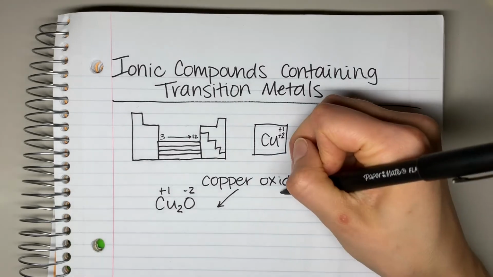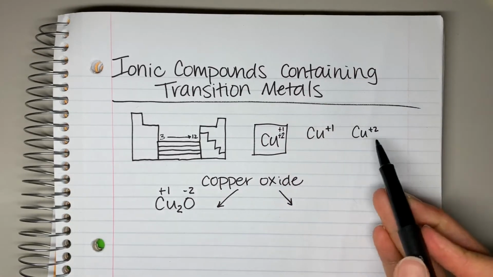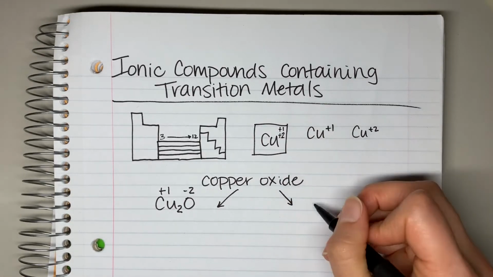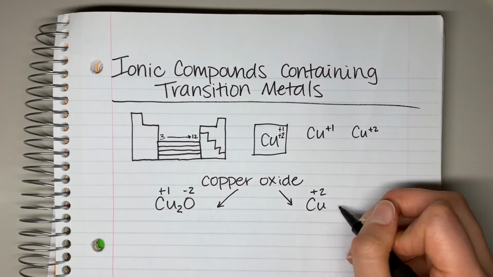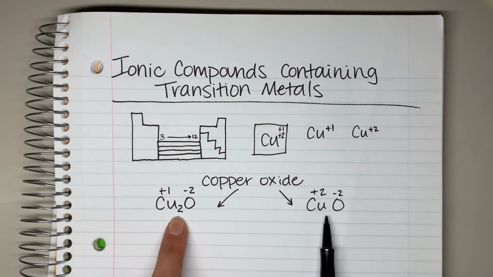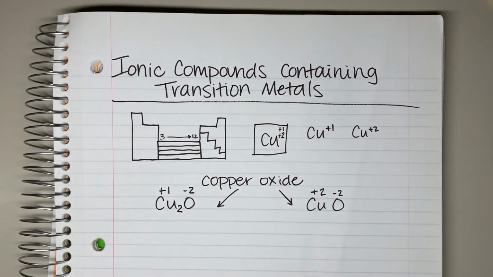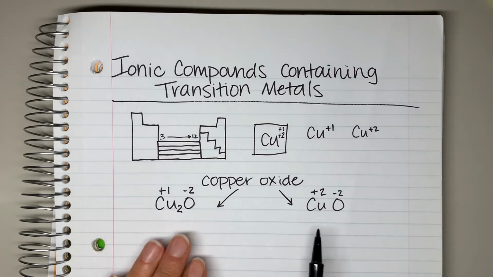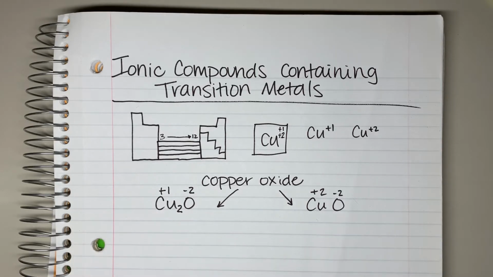But let's say that someone else thinks that this is copper with the +2. So copper with a +2 and oxygen with the -2, equal and opposite, cancel out, left with just CuO. These are very different compounds. So leaving the guessing up to the person who is reading the name to decide what charge is on that metal is dangerous, okay? Getting these mixed up could lead to very dangerous reactions.